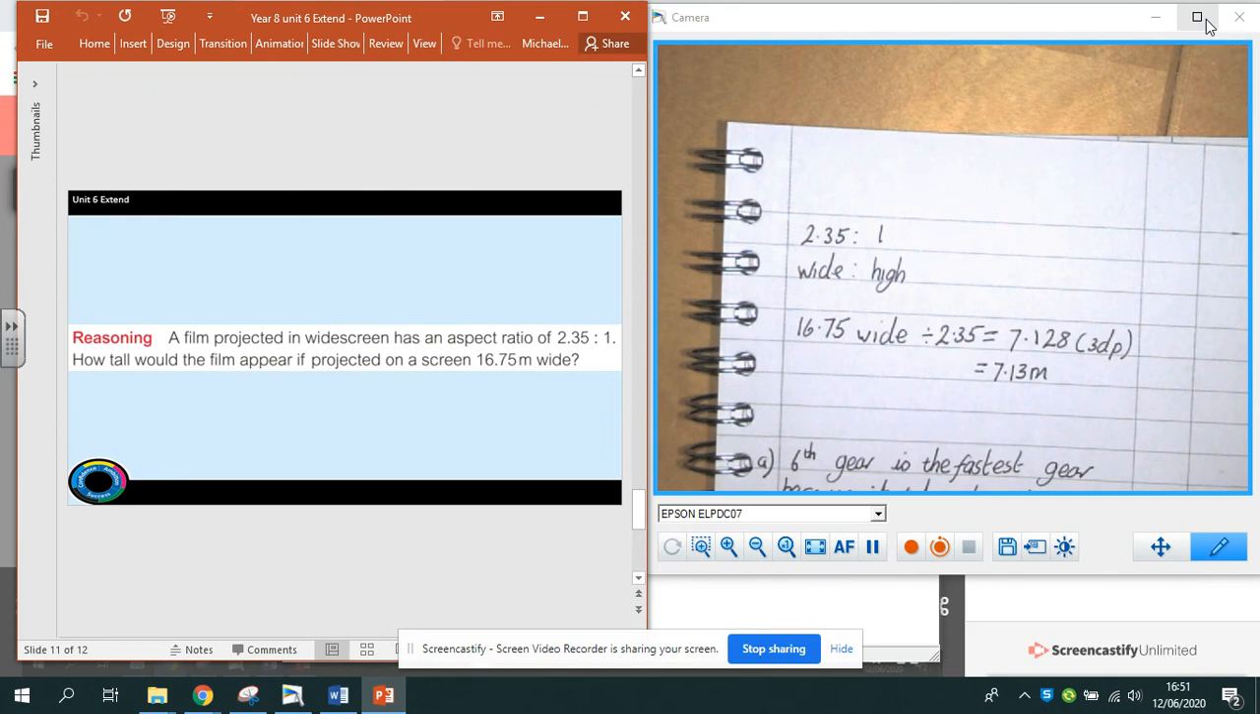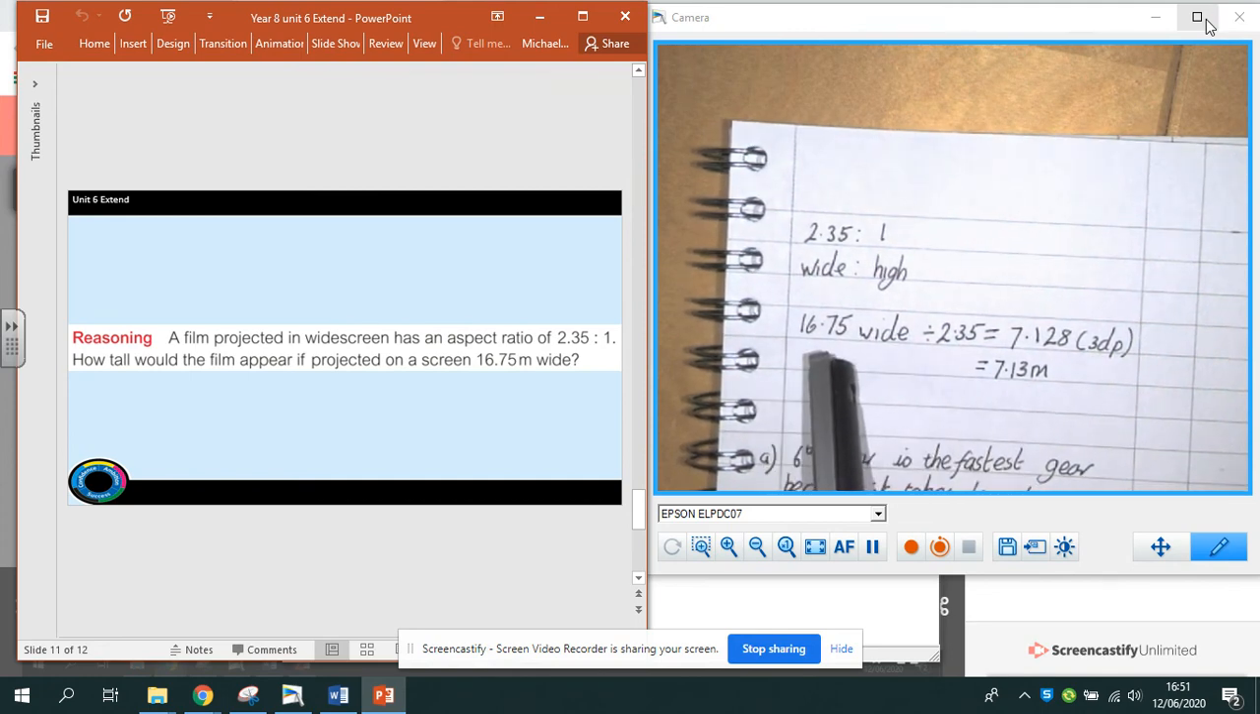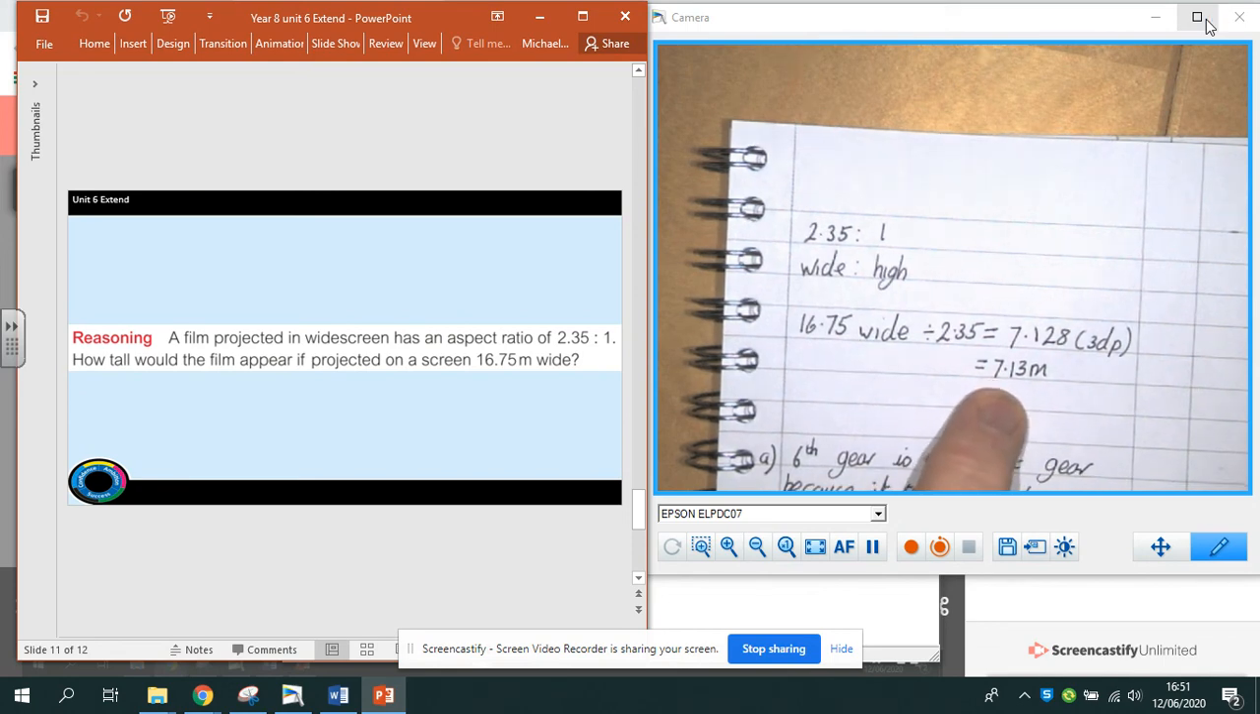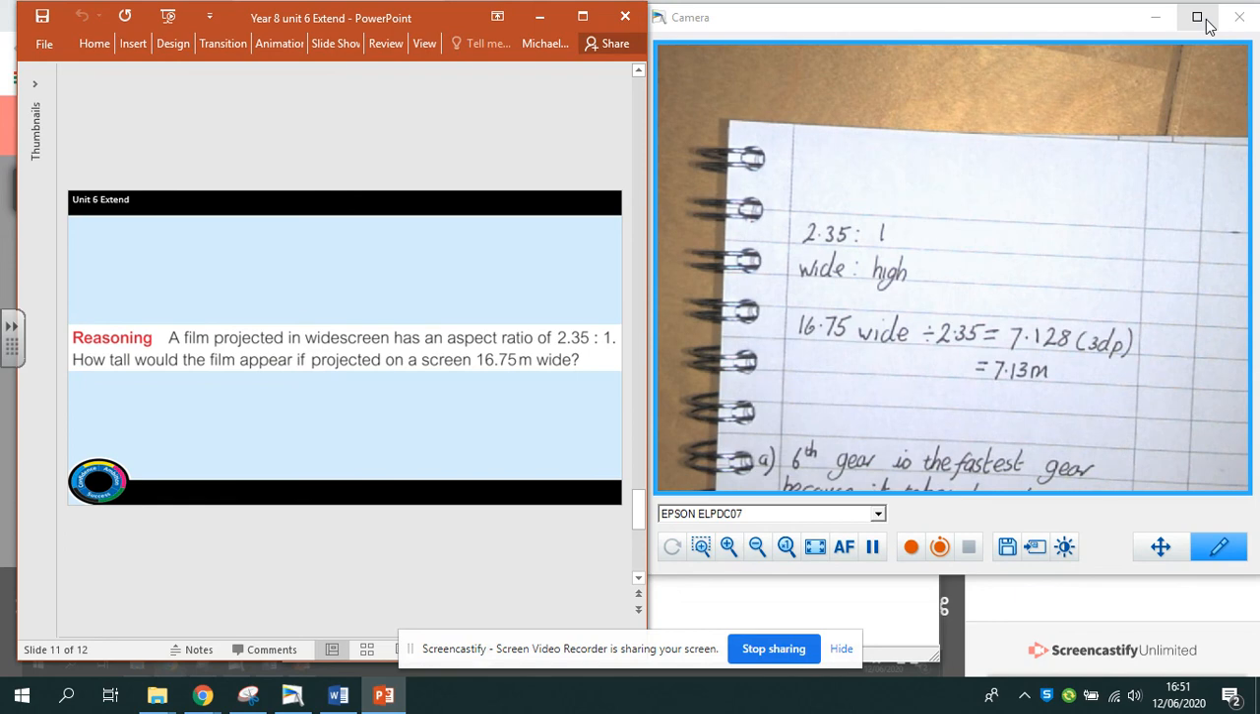So, the ratio that we're looking at here is 2.35 to 1. So how many 2.35s are there in 16.75? Because for each 2.35 wide, there is 1 high. So we divide 16.75 by 2.35, which gives us 7.128 to 3 decimal places. It carries on for a bit, but I've stopped it there. So rounding it to 2 decimal places, I get 7.13 meters. So the screen is 16.75 meters wide by 7.13 meters high.